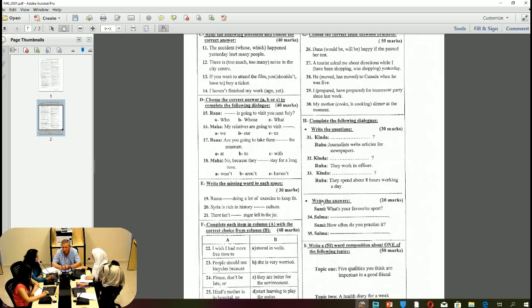Exactly. And then we come to the composition. It's optional. They have 2 compositions, but they don't need to write 2 compositions. They need to choose only one of them.